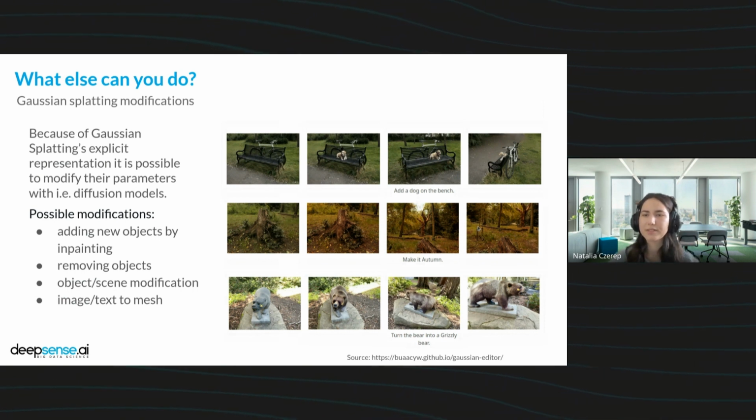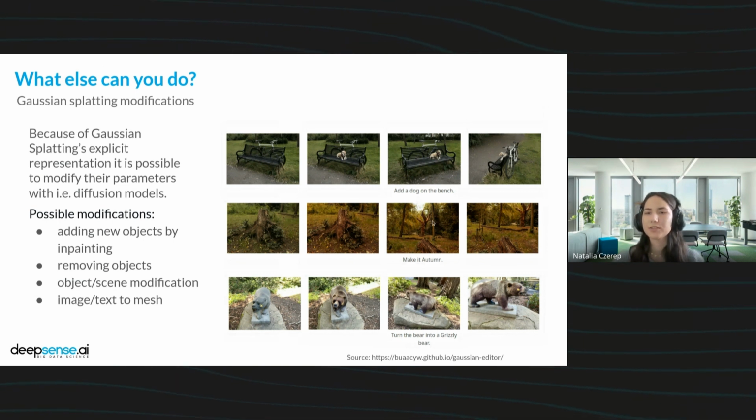Because of the representation, Gaussians are really easy to be modified, for example with diffusion models. So you can render a scene, render an object, and change its characteristics by just a text prompt.